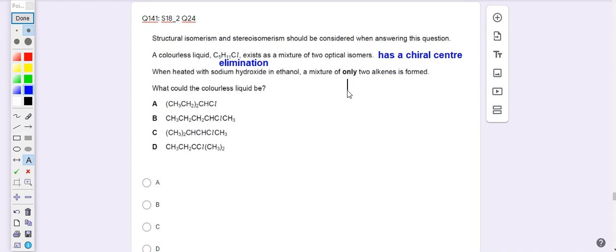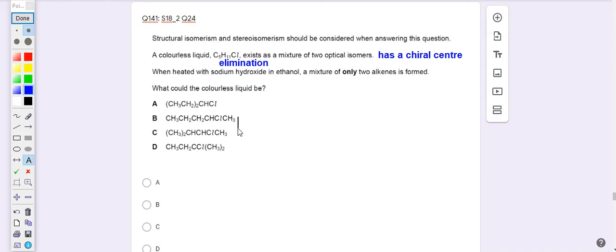We get only two alkenes. You don't get more than two alkenes. So what could be the colorless liquid? Now this type of question, do not try to work out the structure only based on the molecular formula. It is easier to work backward as you look at the answer and start working backward and see whether you can get only two alkenes or not.